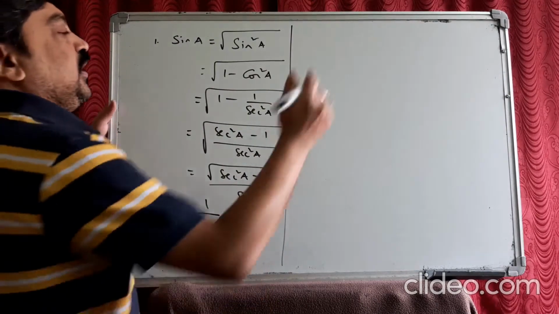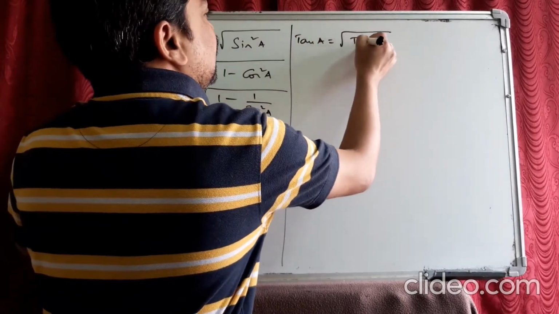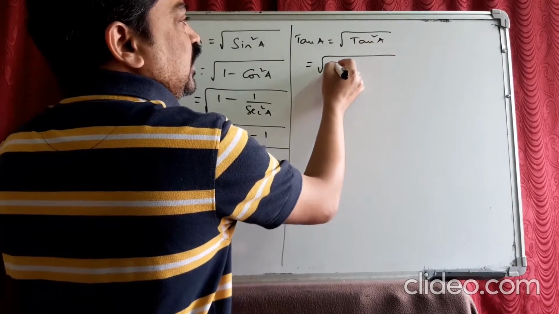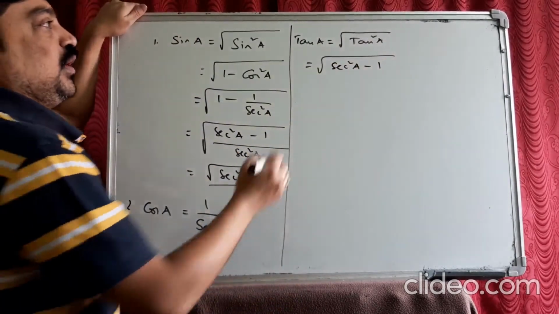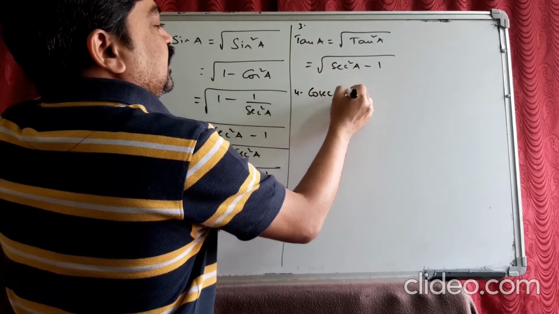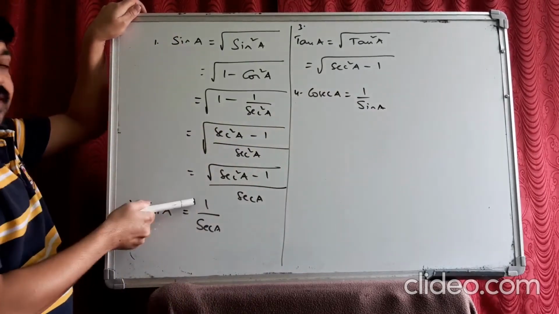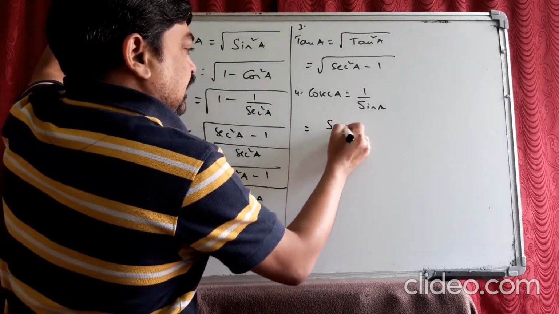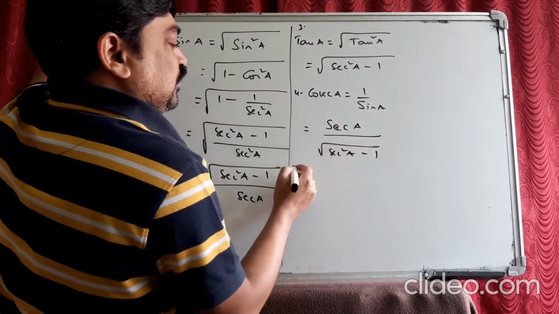And tan A. How can tan A be represented in terms of secant A? You can write root of tan square A. According to the identity, tan square A can be taken as secant square A minus 1. Next one is cosecant A. Cosecant A is nothing but 1 by sin A. We have the sin A value here, so you just take the reciprocal of this. You can write secant A by root of secant square A minus 1.